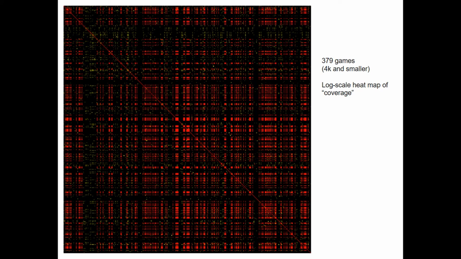The red are cases where the comparison has been skipped for one reason or another. So if you look closely, there's a red line across the diagonal, and what this would be comparing a game against itself. Pitfall compared to Pitfall, okay, they're going to share a lot of code.